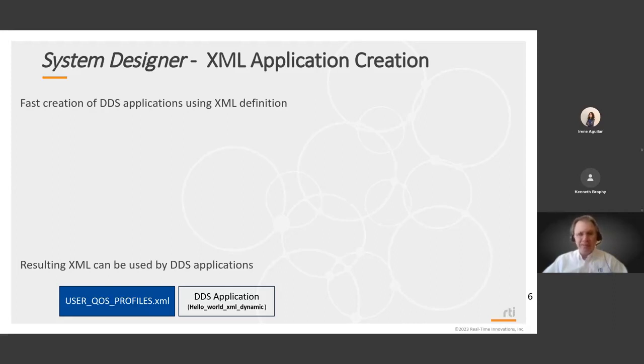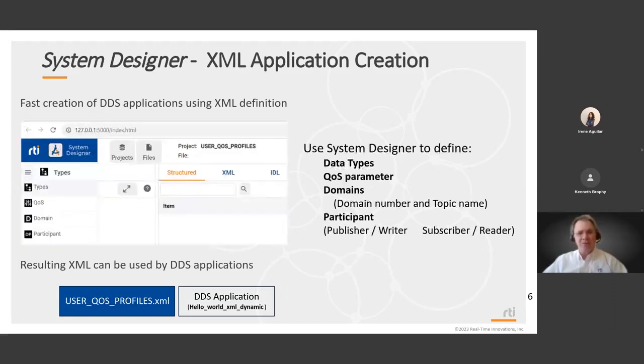So in doing that, the file gets defined in System Designer in the following way. You would define your data types, pretty much an IDL file, as we've discussed earlier. QoS parameters, defined as I've just shown you, using System Designer. The difference here is that you now can define domains. There's a domain tab, as you can see on the left-hand side of the screen. If you hit types, pick out the domain tab, and you can define the domain number that you want this application to run on, as well as the topic name.